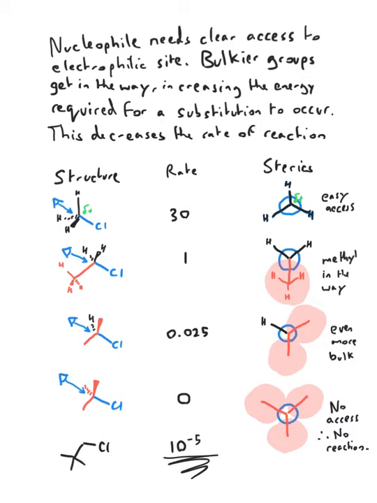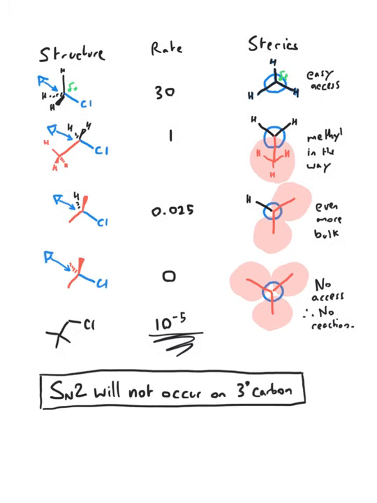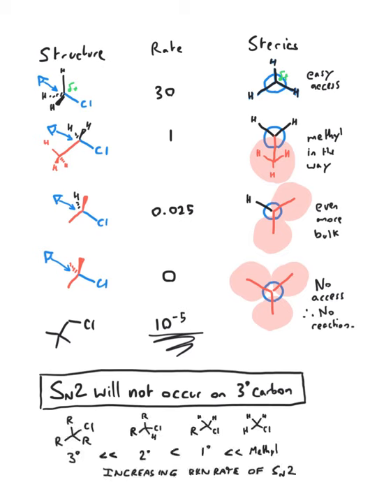So in other words, if you have a bulky system, it's unlikely you will get effective SN2 reactions. At least it will be very slow. We can summarize this by stating that SN2 will not occur on tertiary carbons, period. It just can't happen. But then the rate of reaction increases as you go from a secondary carbon to a primary carbon to a methyl electrophilic site.